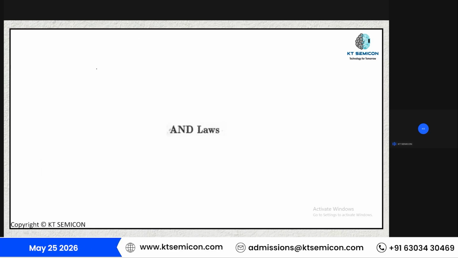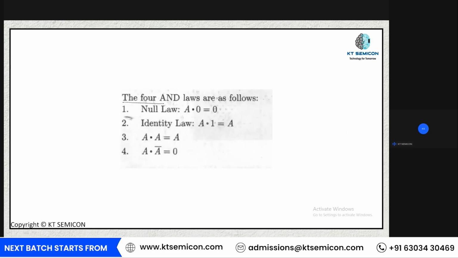Next, coming to AND laws. Now, in the case of AND laws, again we have four types of laws. One is the null law. Now, what do you mean by null law? Null law is nothing but A dot 0 is equal to 0.